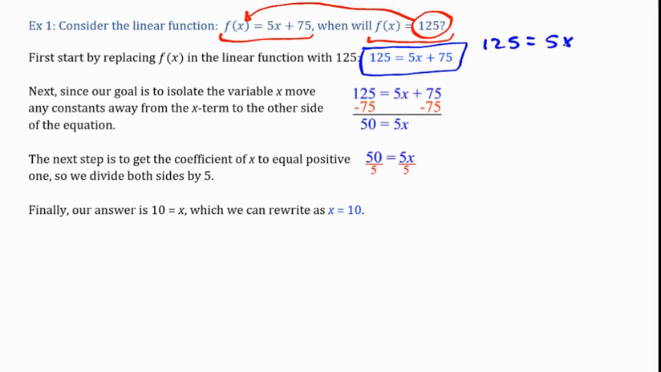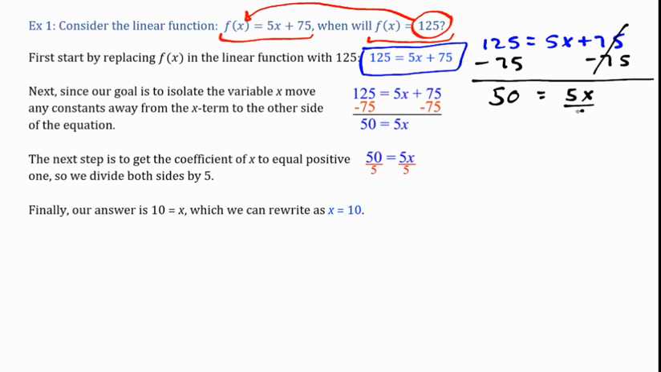125 equal to 5x plus 75. Our first step is to subtract the constant from both sides. So the constant cancels on the right-hand side, leaving just the 5x term. And 125 minus 75 leaves us with 50. And now we want to get the x variable isolated, so we divide by its coefficient on both sides, leaving us with 10 is equal to x, or you can switch the order and say x is equal to 10.